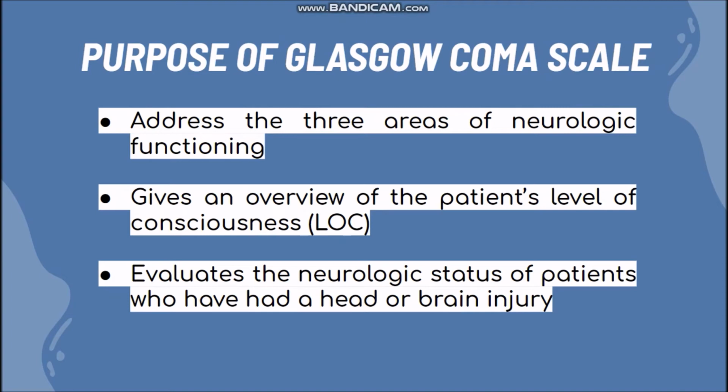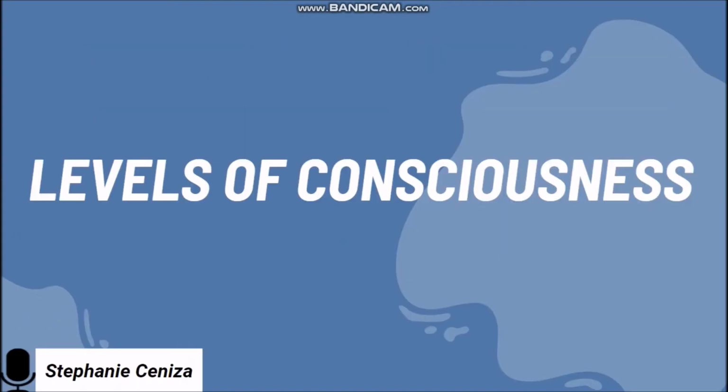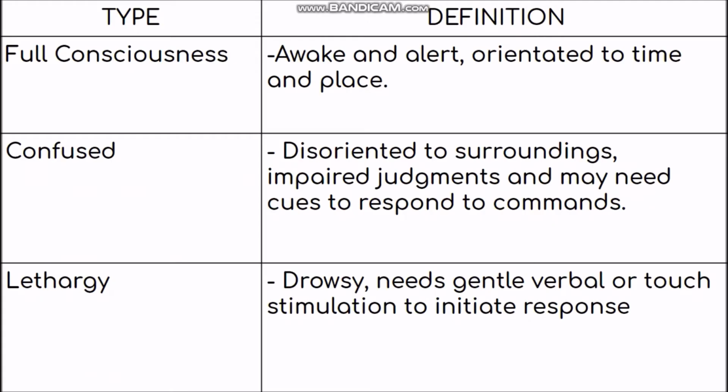And the last purpose for the Glasgow Coma Scale is that it evaluates the neurologic status of patients who have had a head or brain injury. So for the levels of consciousness, first we have full consciousness. So the client is awake and alert and oriented to the time and place. Confused, so the client is disoriented to the surroundings and has impaired judgment. So we may need to give them a few cues so that they can respond to the command that we will give to them.